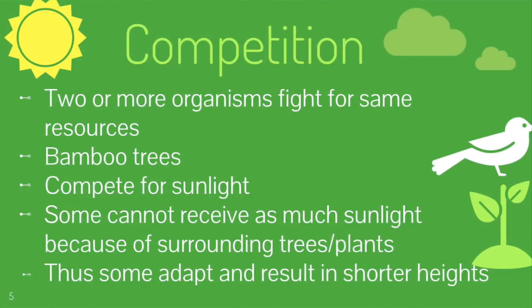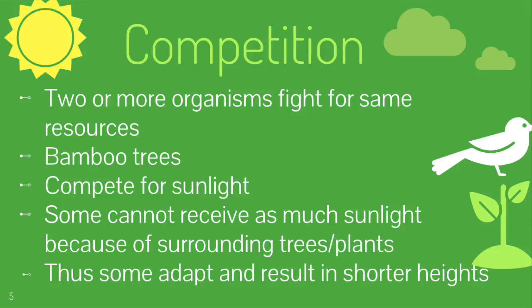There are 5 types of symbiotic relationships. One is competition, where 2 or more organisms fight for the same resource. An example is bamboo trees. A striking characteristic of bamboo trees is that they are tall and slender, so many can grow in the same space and compete for sunlight. This is beneficial because more trees can fit into a small area.